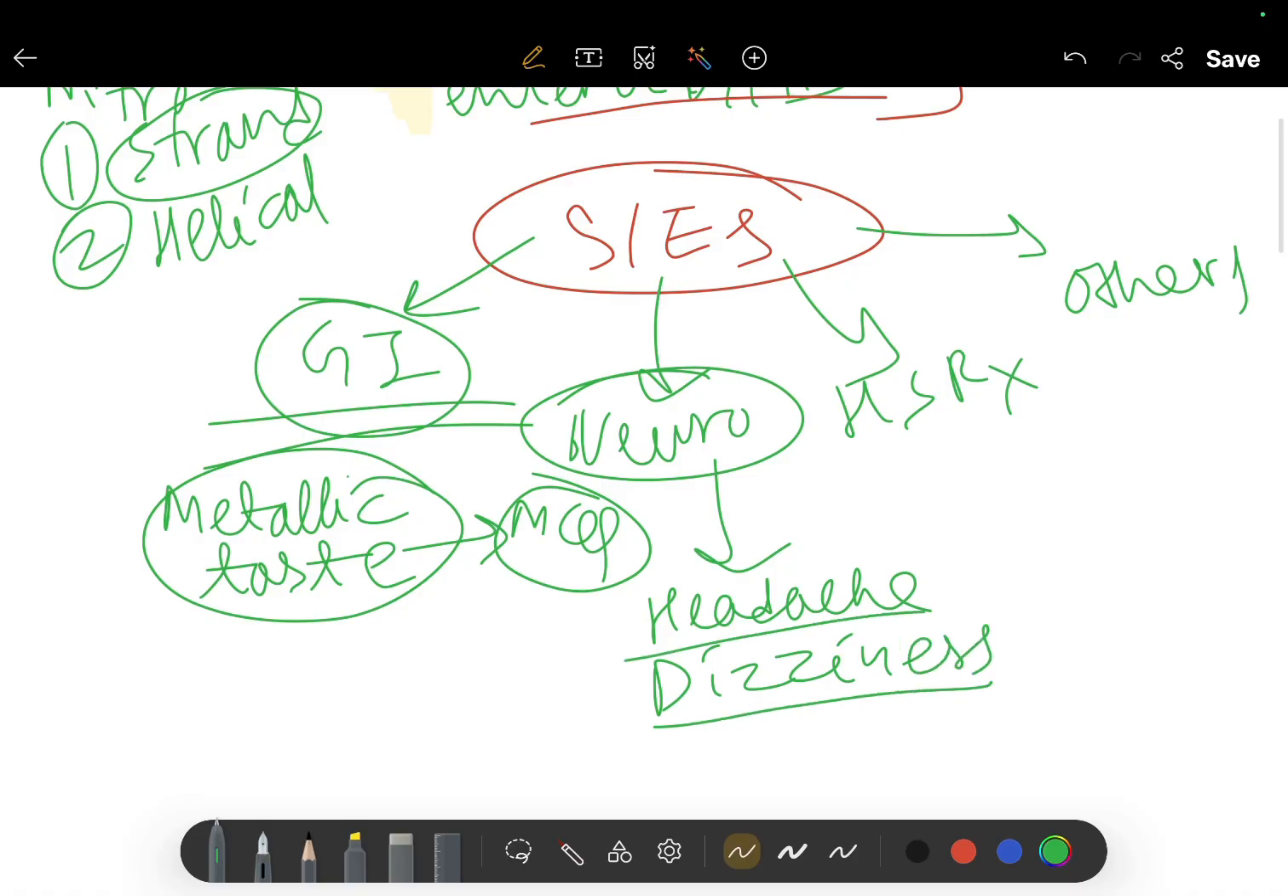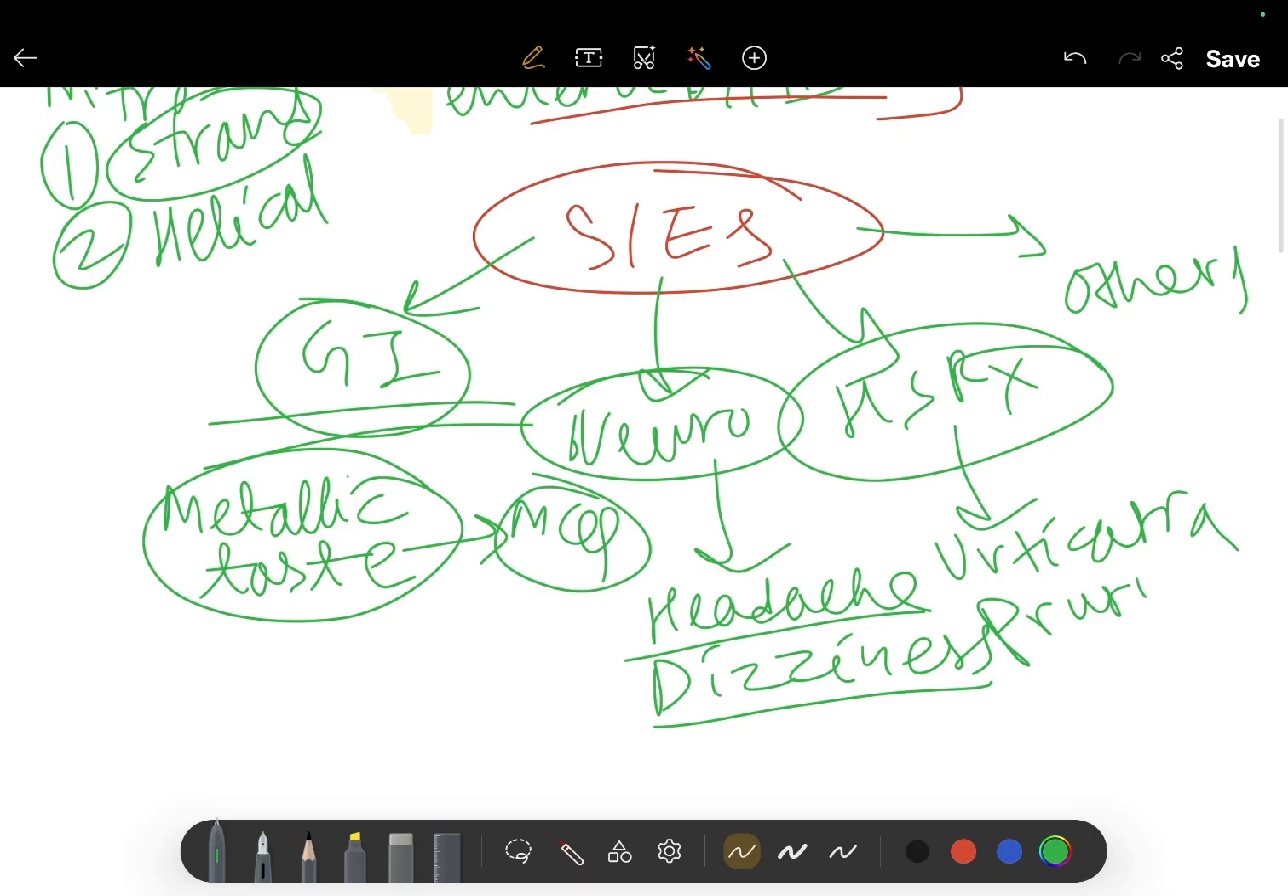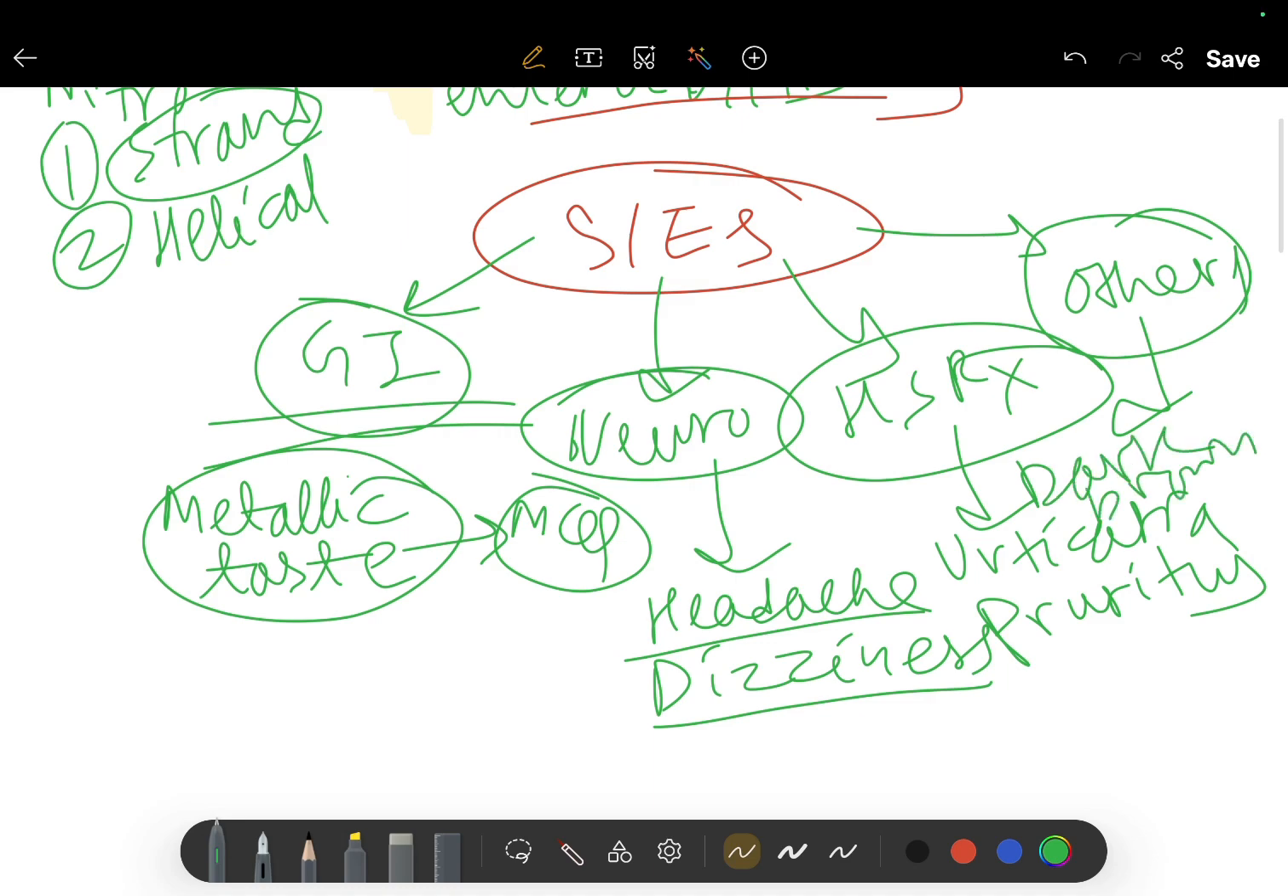But at high doses or prolonged use, peripheral neuropathy, ataxia, and rarely seizures can also occur. In those cases, you have to stop the drug immediately. Hypersensitivity reactions like urticaria and pruritus can occur. And others, like dark brown discoloration of urine, are harmless. So these are the side effects.